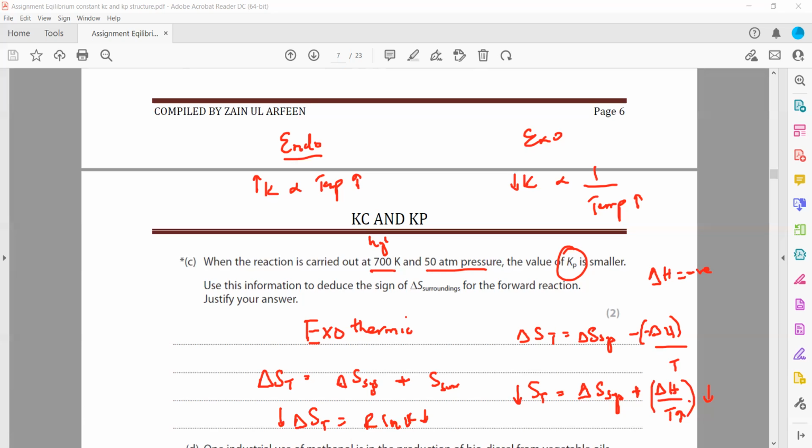So it's worth 2 marks. 1 mark when you mention that as we are increasing the temperature, or at a high temperature, there is a lower value of K, which means the forward reaction is exothermic. And when the forward reaction is exothermic, the entropy of the surrounding, which is given by minus delta H by T, will be positive. But because the temperature is high, the entropy of the surrounding will be low. As a result, the total entropy will decrease. And when the total entropy decreases, the equilibrium constant K will also decrease. Is this question clear, the relation between the total entropy and the value of K?